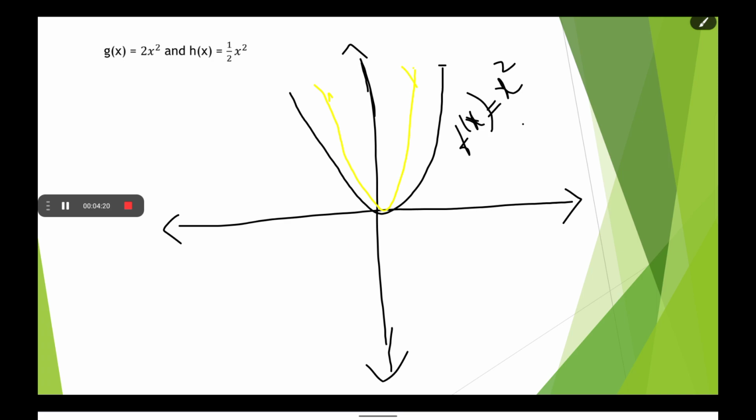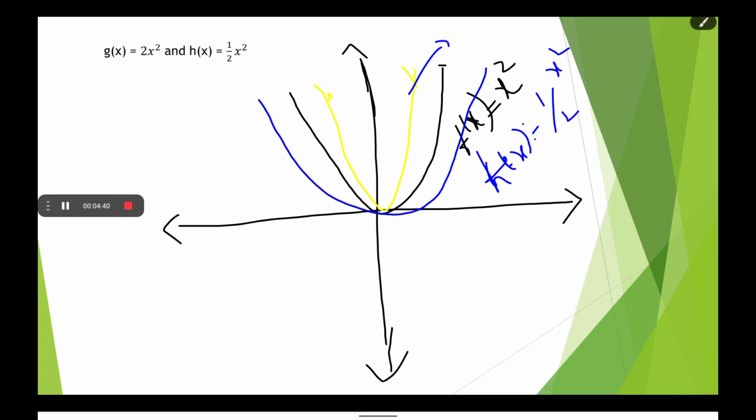Then let's see h of x. h of x means 1 by 2 x square. It's less than 1, right? We need to shrink the graph. It comes here. That means h of x equals 1 by 2 x square, and this is g of x. This is nothing but, if the value of a is less than 1, we need to shrink the graph. If the value of a is greater than 1, we need to stretch the graph.